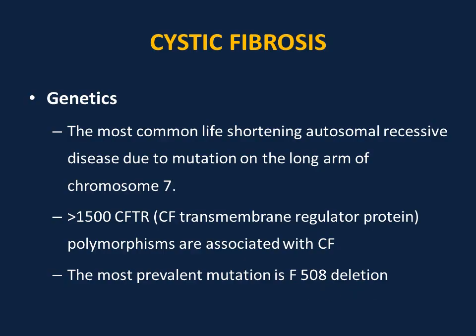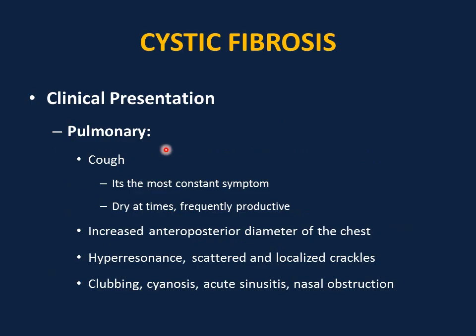Pulmonary symptoms of a child with cystic fibrosis: chronic cough. So any child presenting with cough for more than 6 weeks should be tested for cystic fibrosis. The cough can be dry, but more frequently is productive. Increased anteroposterior diameter of the chest, hyperresonance, scattered and localized crackles, can be associated with clubbing, cyanosis, acute sinusitis, and nasal obstruction because of nasal polyps.